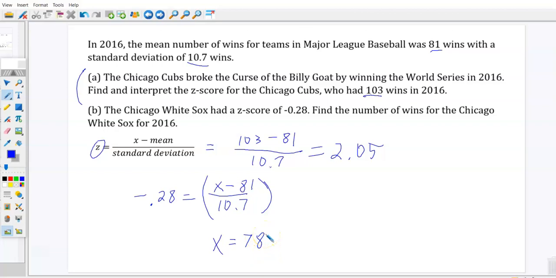So 78 is the number of wins for the Chicago White Sox. It makes sense in the context to say that as a whole number. So 78 is how many wins they had in the year 2016.